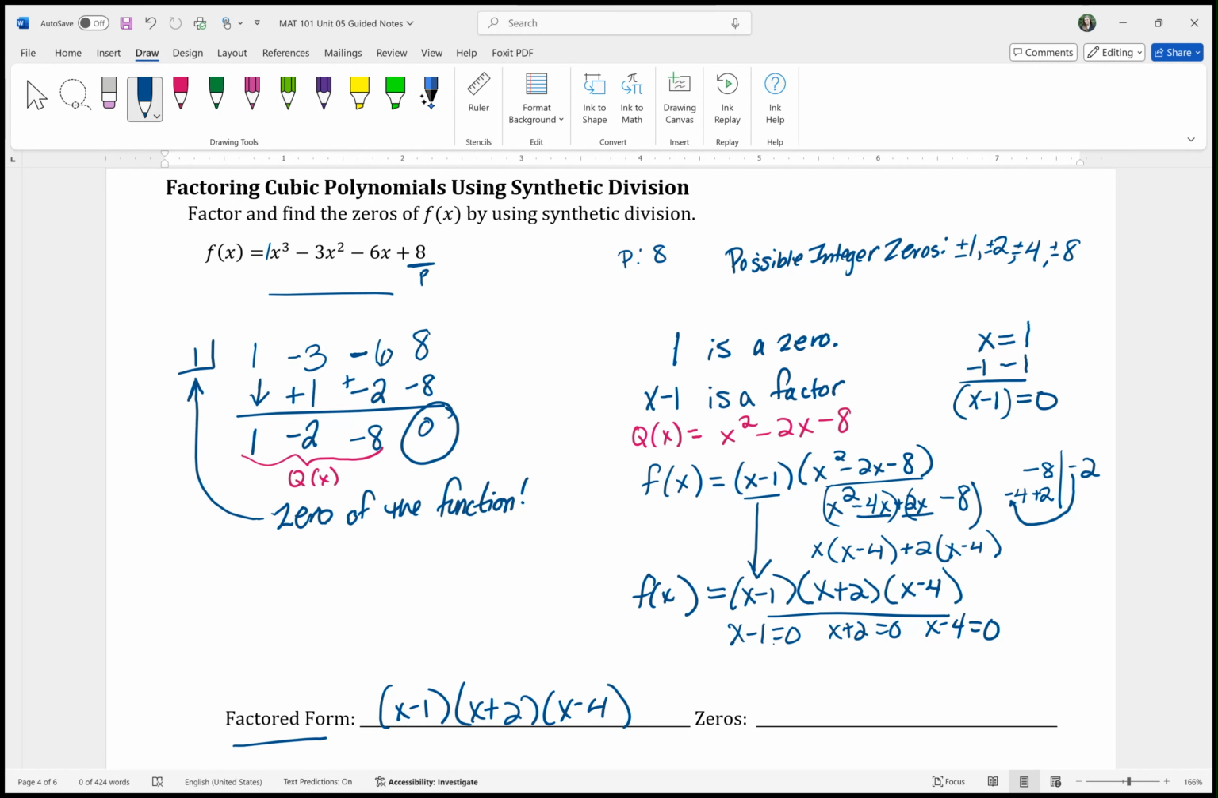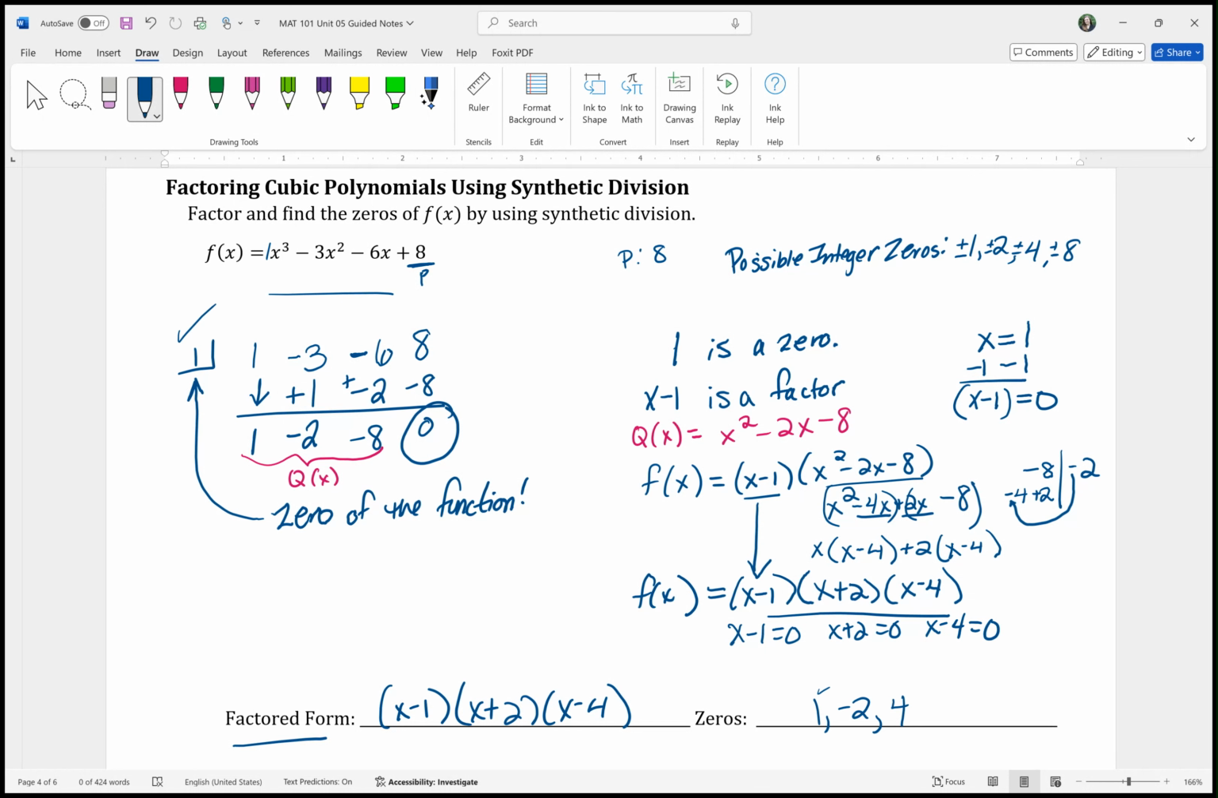Add 1, that gives you a zero of 1. Subtract 2, that gives you negative 2. Add 4, that gives you 4. So our factored form here is these three factors, and our zeros are 1, negative 2, and 4. And just a quick note here, the 1 needs to be there because that's also the one you found over here in the box. So don't forget the one that you worked hard for to get the synthetic division and show that.